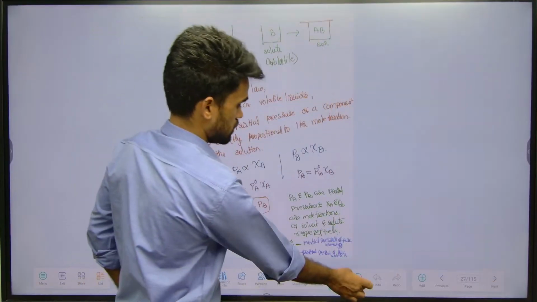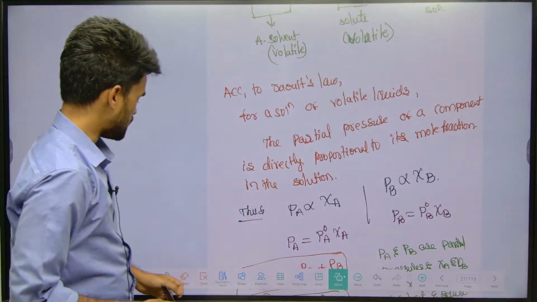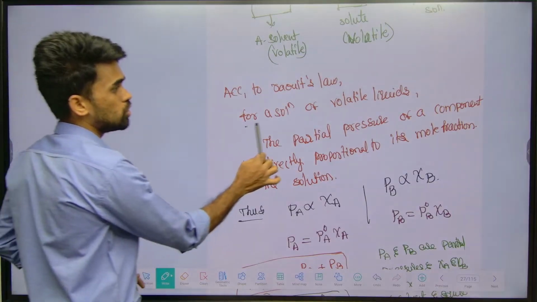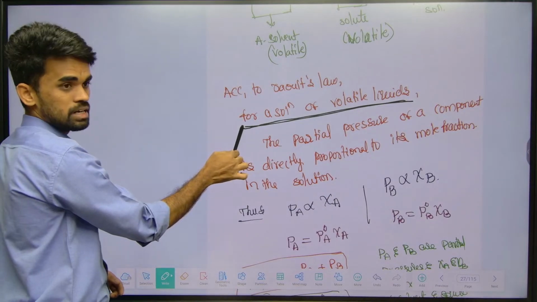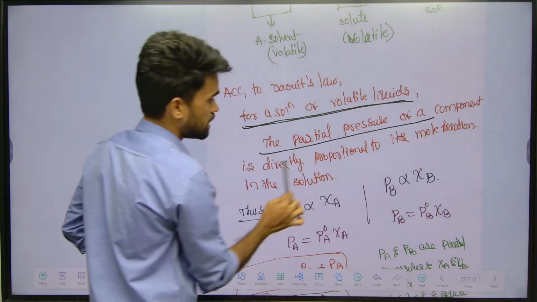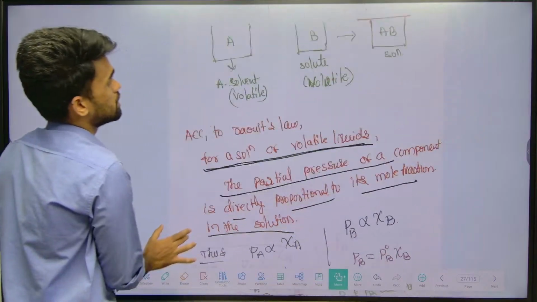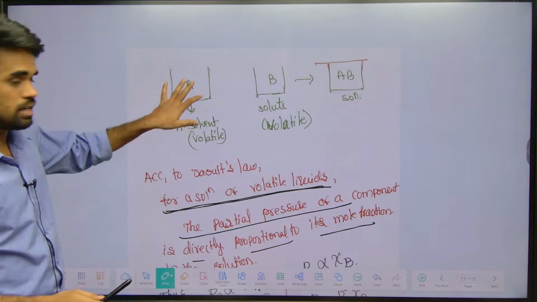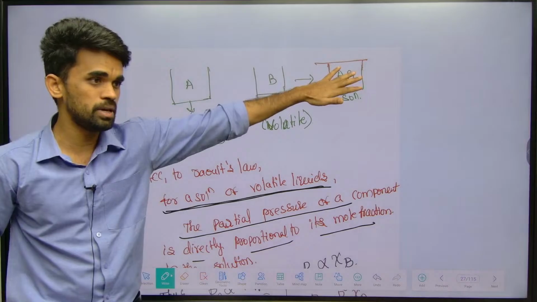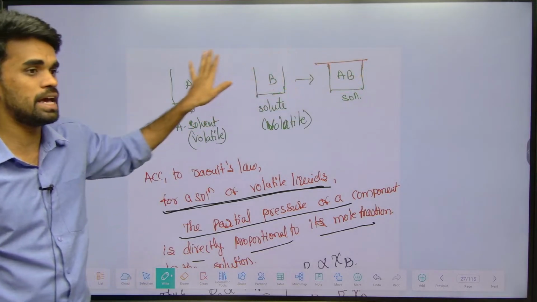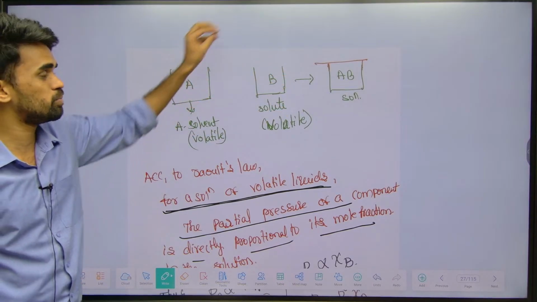Next, see, Raoult's law we are discussing. What we are discussing? Raoult's law. So what does Raoult's law say? For a solution of volatile liquids, the partial pressure of a component is directly proportional to its mole fraction in the solution. It means, see, you are making a solution. A, B are the two components. Use them to make a solution of AB. Okay, consider B as a solute, A as a solvent. What I am saying? B as a solute, A as a solvent to make this solution.